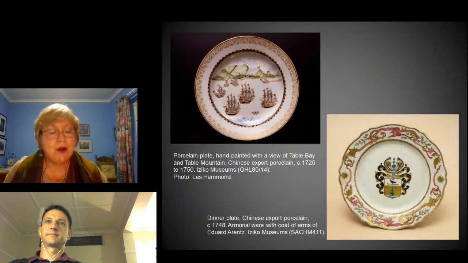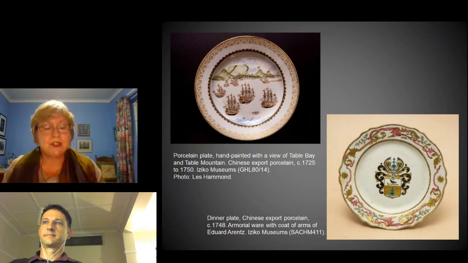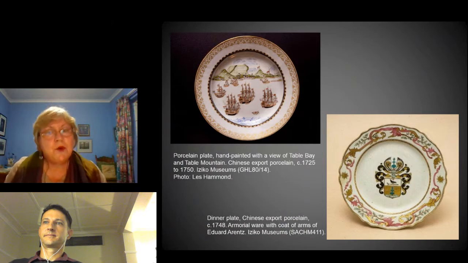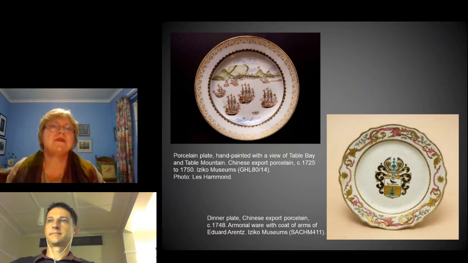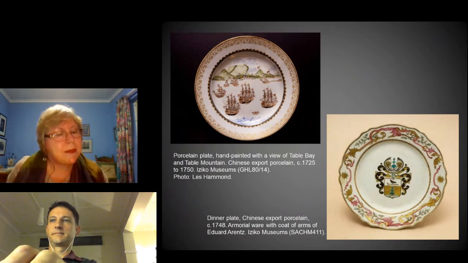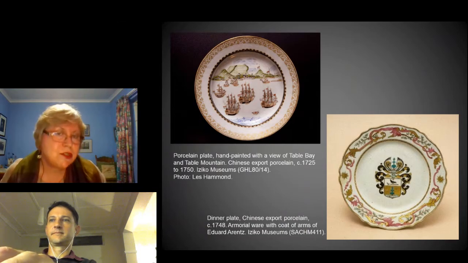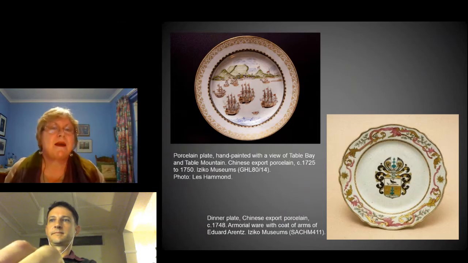From the 18th century onwards, many underglazed blue and undecorated export porcelains were taken from Jingdezhen, the center of porcelain production in China, to Canton to be decorated with colored enamels. Of course, the ordinary citizen might not have owned a plate with the Dutch fleet and Table Mountain. Maybe this was what was ordered by ship captains or directors of the Dutch East India Company.